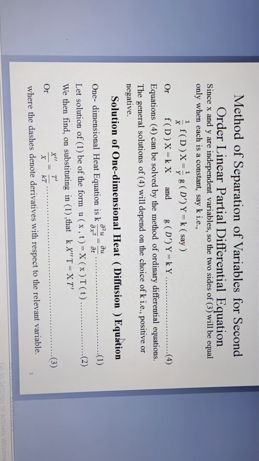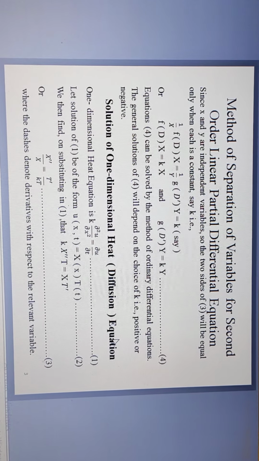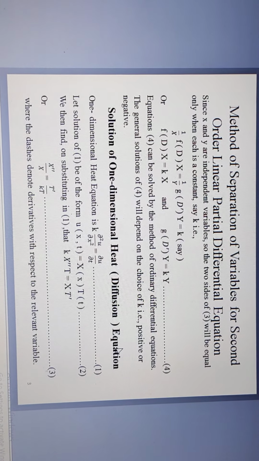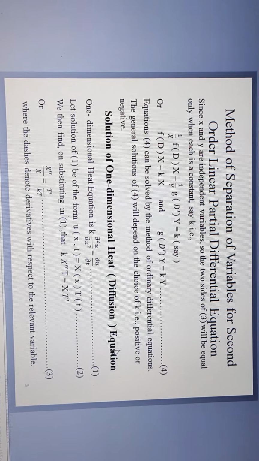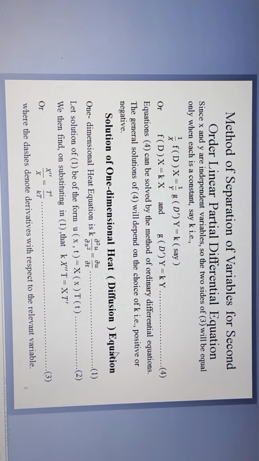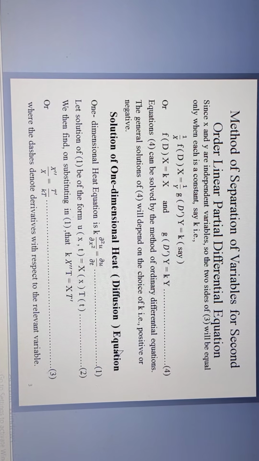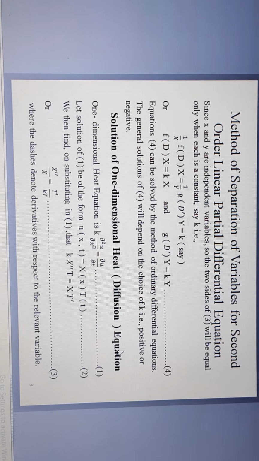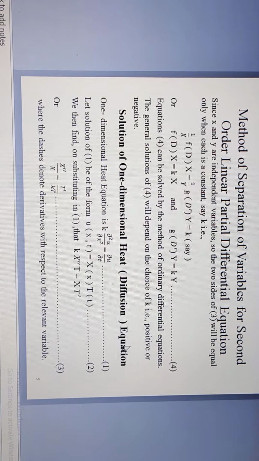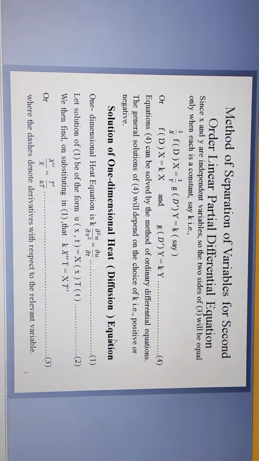X and y are independent variables, so that the two sides of 3 will be equal only when each is a constant. Say 1 upon X f(D)X is equal to 1 upon Y g(D')Y is equal to k constant. So that we can have f(D)X is equal to kX, g(D')Y is equal to kY. Equation 4 can now be solved by the method of ordinary linear differential equations with constant coefficients. The general solutions of 4 will depend on the choice of k, either positive or negative.